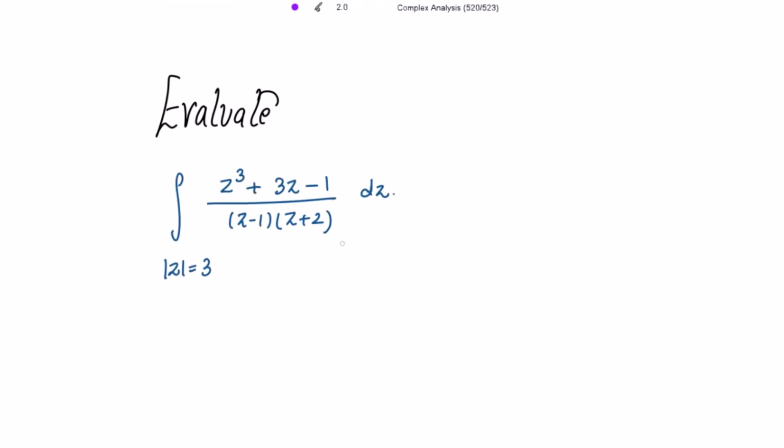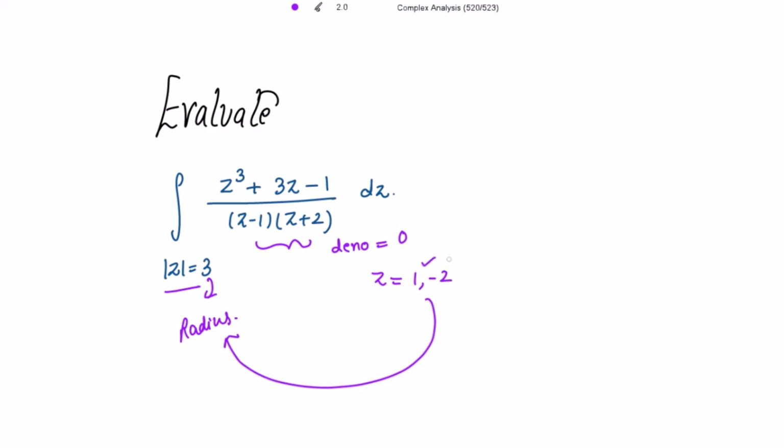Evaluating this complex integral over the circle mod z equal to 3, which means this circle has radius 3. When taking the denominator to be equal to 0, what points are we getting? We are getting z equal to 1 and minus 2. Now we need to check which of these points lie inside the circle. So both the points lie inside the circle, right? So we need to apply Cauchy's integral formula for both these points.